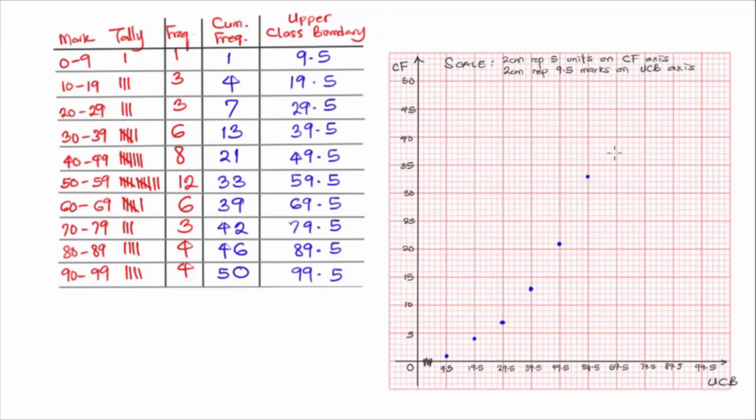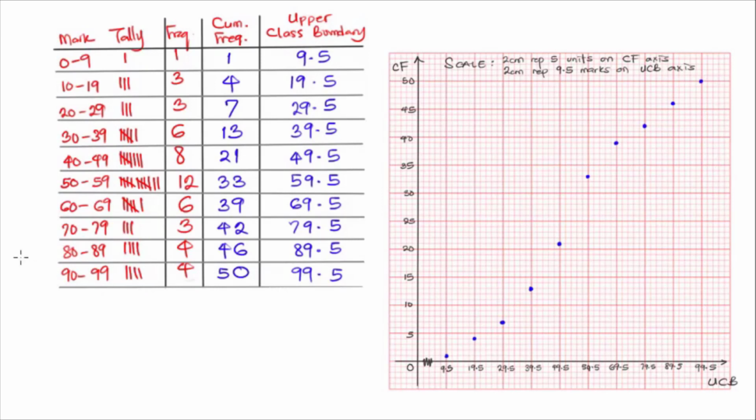Like here, we now have 69.5 and 39. 39 is just before 40, okay? Then 79.5 and 42. 42 will be 2 steps above 40. 89.5 and 46, just after 45. Then 99.5 and 50. 50 is the last entry.